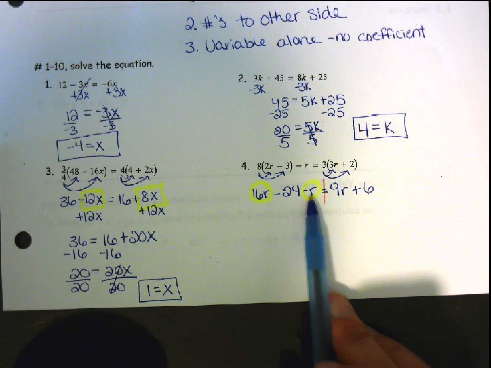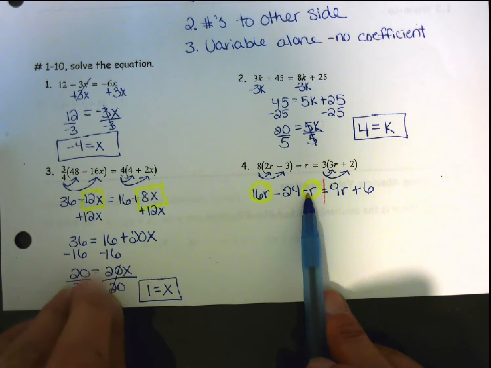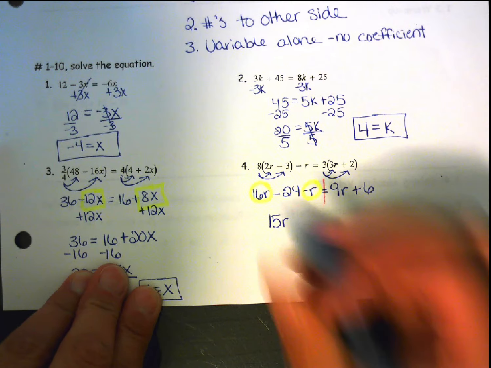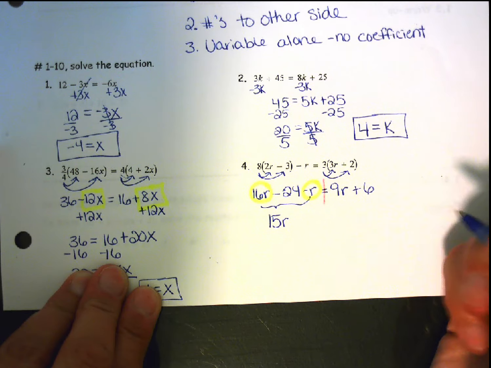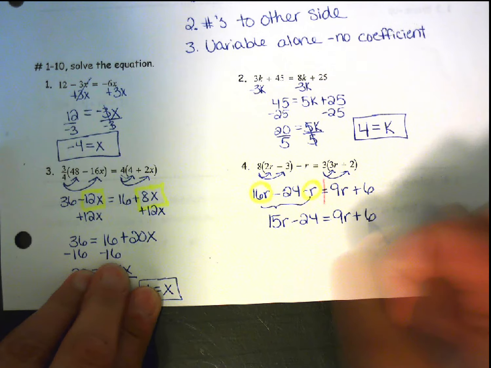So I do not make this a plus r when I combine. I just simply do 16 minus 1. And so that becomes a 15r. So I'm putting these two together. Now the minus 24 doesn't change, and the right side doesn't change.